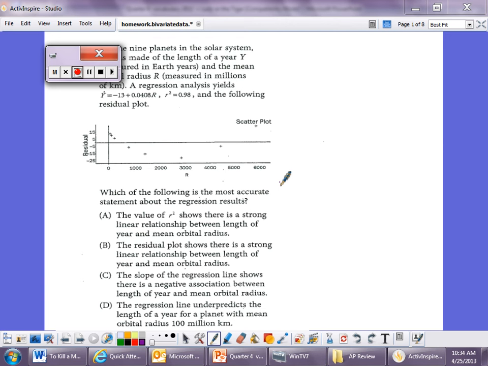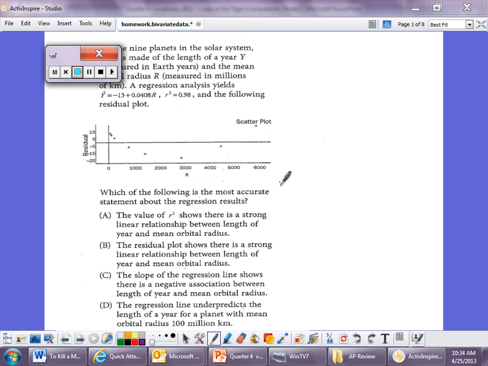The value of r squared shows that there's a strong positive linear relationship between the length of the year and the mean orbital radius. Sounds good, right? We look at r squared, it's 0.98, very high. We think there's a linear relationship. However, we're presented with a scatter plot. And the scatter plot clearly shows that while r squared indicates that there's a strong relationship, it's clearly not a linear relationship. And therefore, statement A is most likely not going to be the best choice.